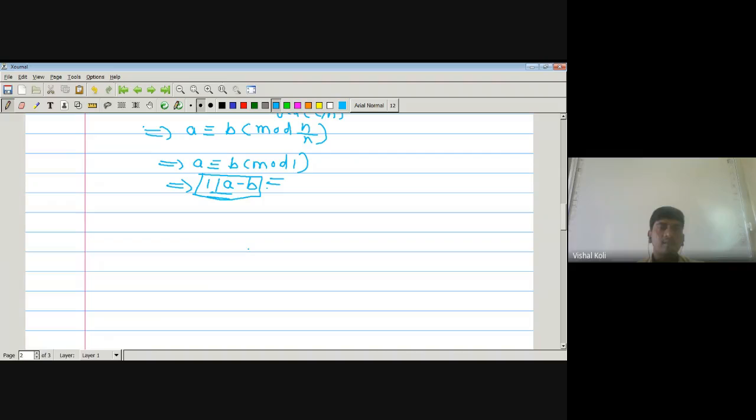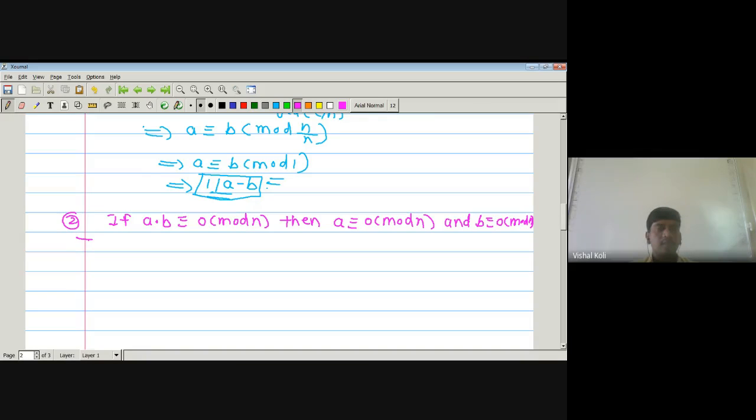Okay, now the second note is: if a into b is congruent to 0 modulo n, then we have to check whether a is congruent to 0 modulo n and b is congruent to 0 modulo n. This one we have to check. Suppose the product of two integers a into b is congruent to 0 modulo n, then we have to check whether either a is congruent to 0 modulo n or b is congruent to 0 modulo n.